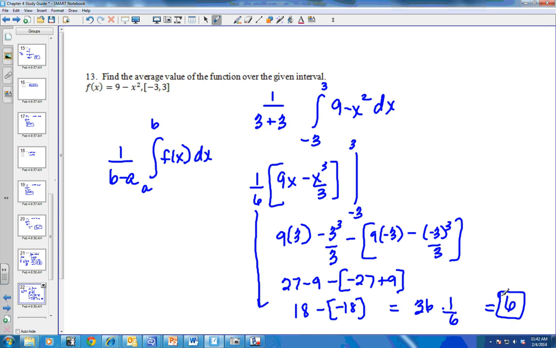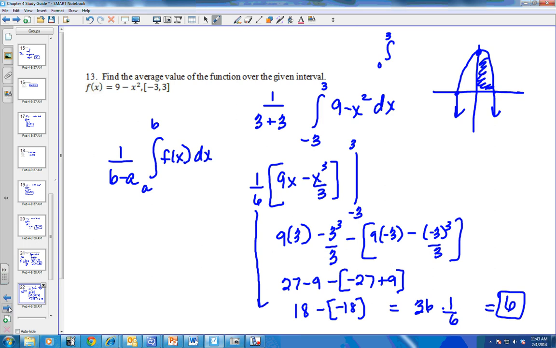Now another way I could look at this problem, we should know that 9 minus x squared is this parabola up 9 units pointing down. That's an even function. So instead of going from negative 3 to 3, I could have evaluated from 0 to 3, found this part of it, and then multiply my answer by 2, double it, and then take a sixth of it to find the average value.